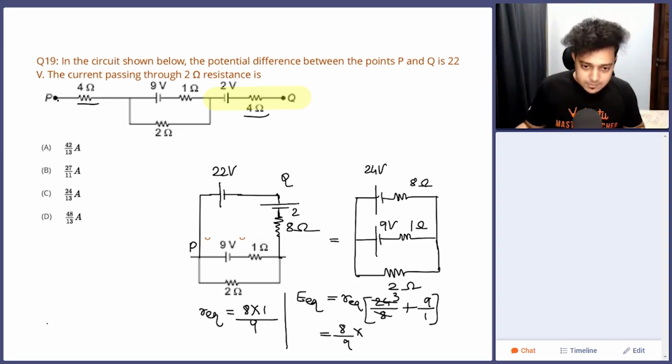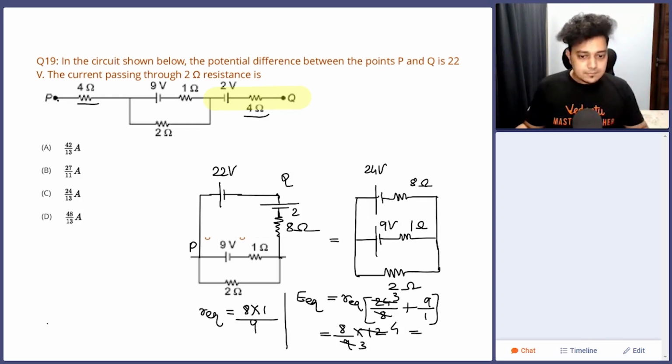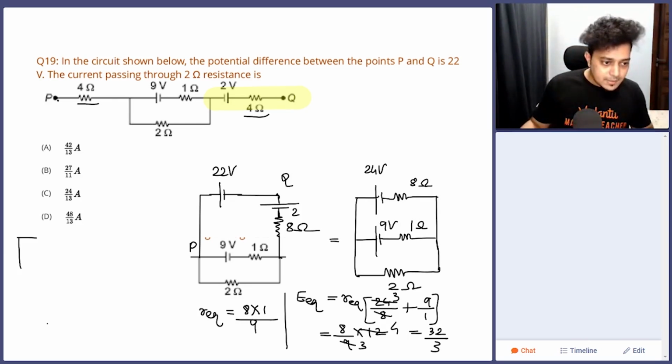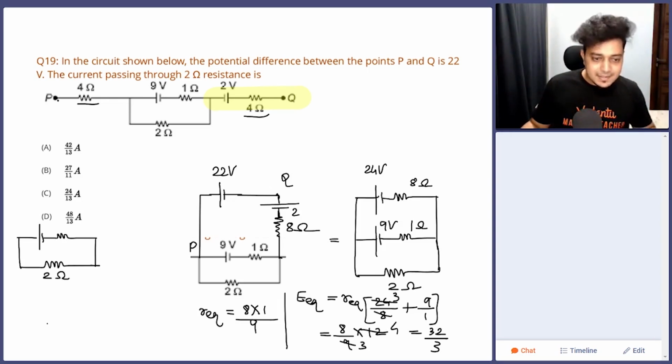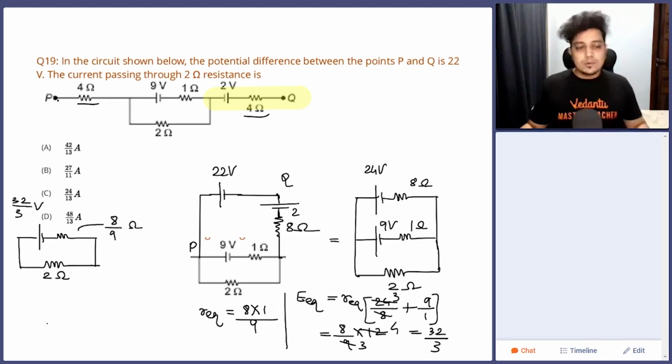So 3 plus 9, that will be 12. So we can divide by 3 here. This is 3 and this is 4. So what are we getting? 32 divided by 3. This is the EMF. Okay. So eventually the circuit will turn into a simplified circuit of this type. Resistance 2 ohm, EMF 32 by 3 volt, effective internal resistance 8 by 9 ohm.